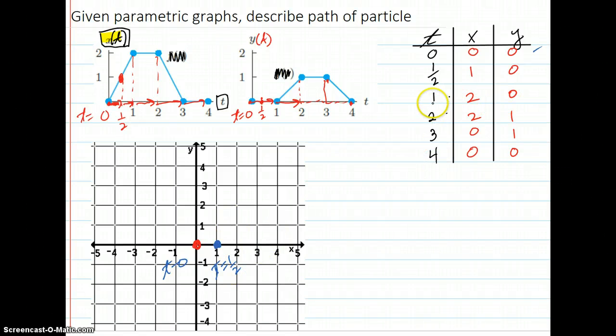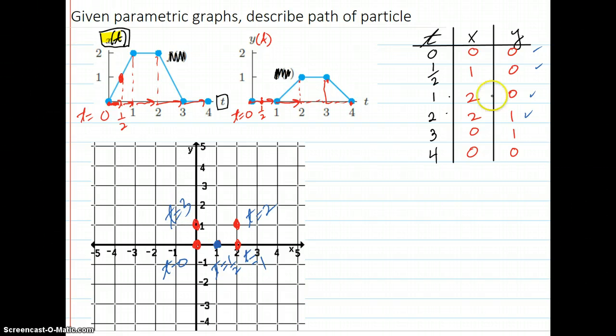At t equal 1, the point was 2, 0. 2, 0, that's t equal 1. When t was equal to 2, all these have been checked off. It went to 2, 1. That was t is equal to 2. When t clicked off to 3, the point it arrived at was 0, 1. That's here. So that's t equal 3.